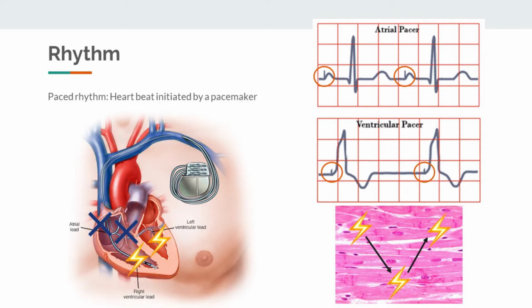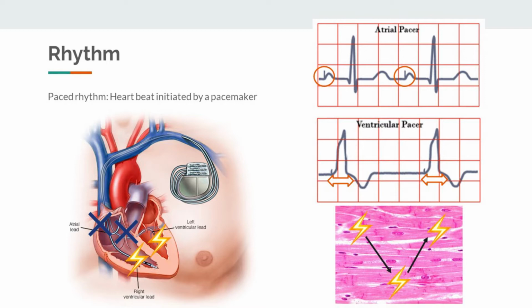than when the signals are propagated by the bundle of His and the Purkinje fibers. So the ventricles are activated and contract over a greater period of time, causing the QRS complex to be wider than usual. The same phenomenon is also seen with ventricular arrhythmias, which we will discuss later in the video.